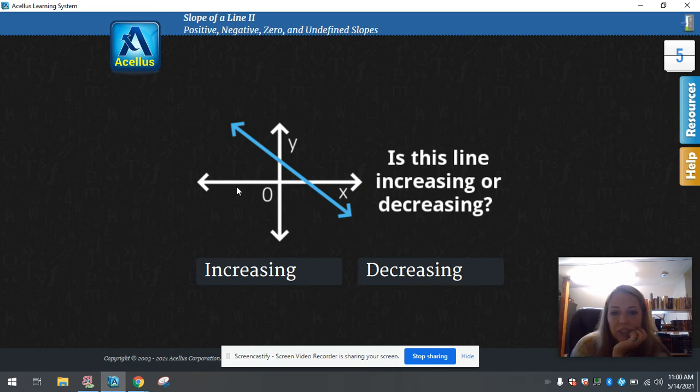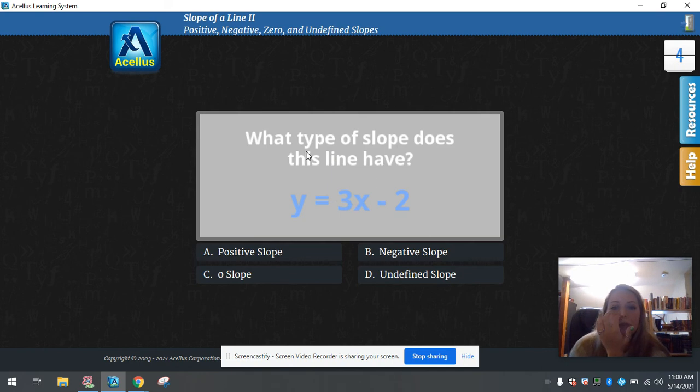Is this line increasing or decreasing? This line is going down, so this line is decreasing. What type of slope does this line have? Y equals 3x minus 2.